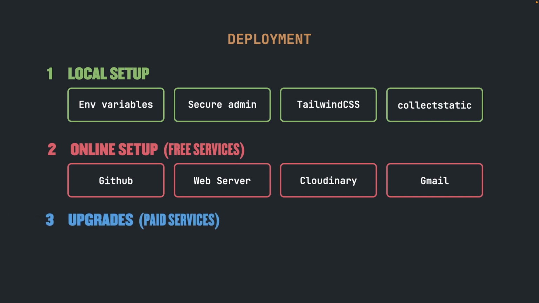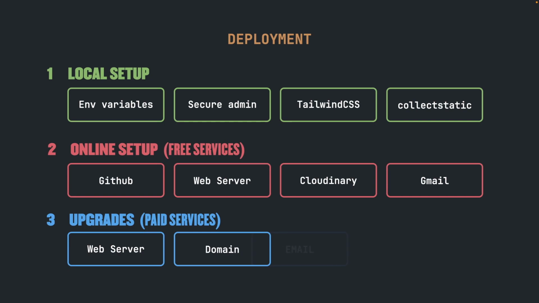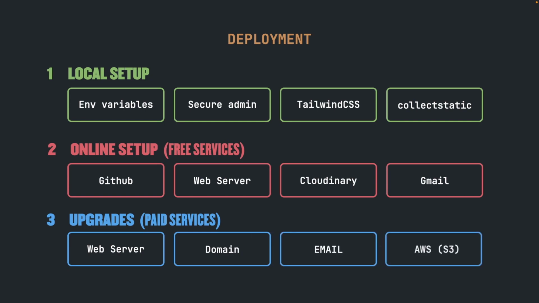Finally, we will look into possible upgrades to have a more professional site to share with the world. This includes potentially upgrading the web server to a paid solution, a custom domain, a domain email, as well as using AWS. This is Amazon Web Services, and there we have the S3 buckets to store our media files. Okay, now that we have the framework, let's get started with environment variables.